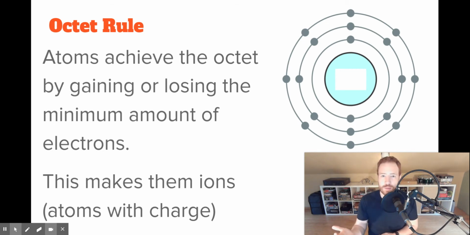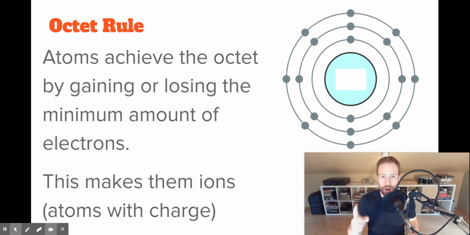Well, something with one electron in its valence shell could gain seven electrons. But that's a lot of collecting. That's a lot of work or interaction, or it's a lot for an atom to try and get seven electrons from somewhere. However, since it only has one valence electron, what if it lost that electron? If it did that, remember that all of the shells beneath the outermost shell are full.